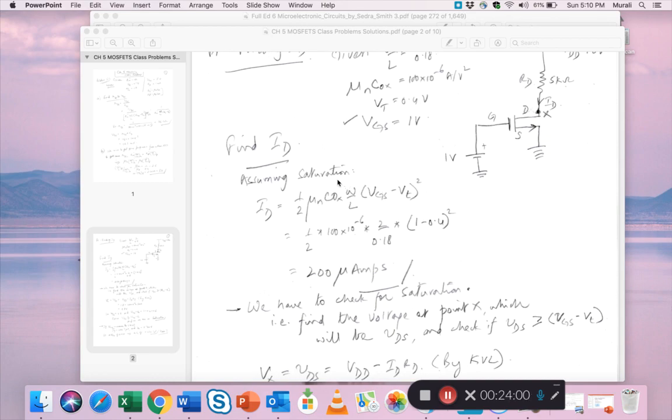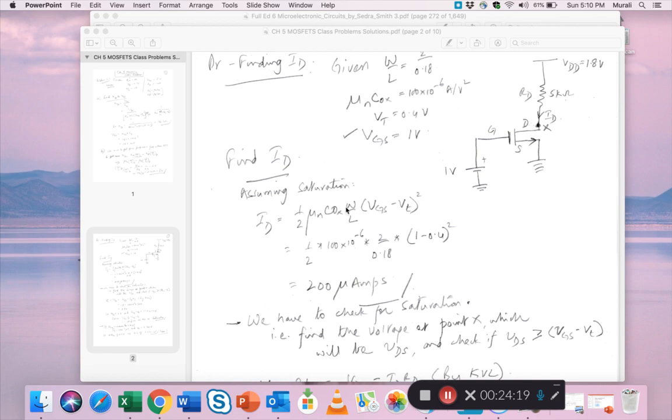And the simple formula for ID is this. So you take this product, multiply it by W/L, and find this overdrive voltage. Now, overdrive voltage is nothing but VGS minus VT. So if you do that, you get an ID of 200 microamps.